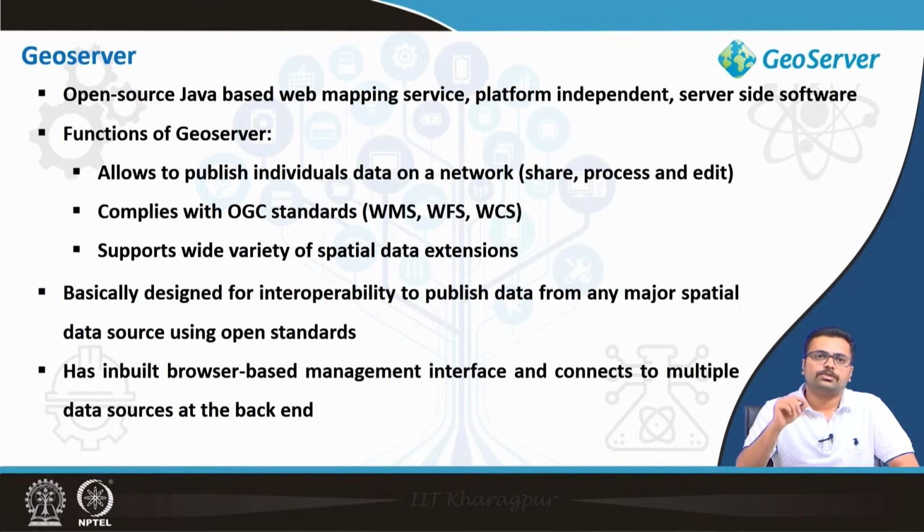So the basic function of GeoServer is that it allows any kind of geospatial data you can publish on a network, meaning to say you can share data. Let us take an example of a road. You have digitized the roads of Pune city. So one of your friends who is sitting in Mumbai has to see the Pune city data, then you can just upload that particular shapefile or the vector data into the GeoServer, and the link can be shared with your friend so that he can download the Pune data sitting in Mumbai. So the process of sharing, processing and editing will become very much easier with the help of GeoServer.